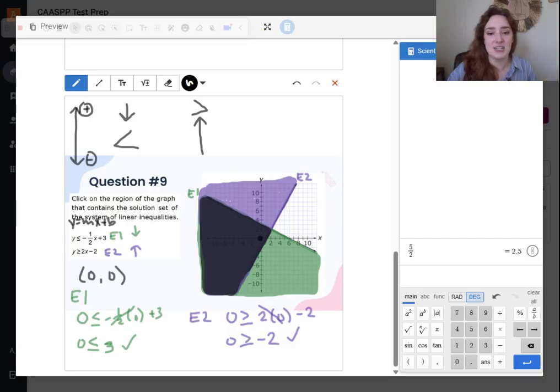All right, so in this case, you would just click and it would automatically select that region, and then you move on to the next question.